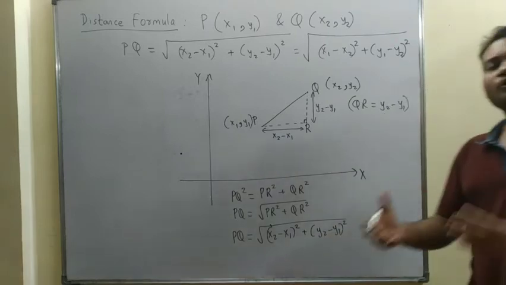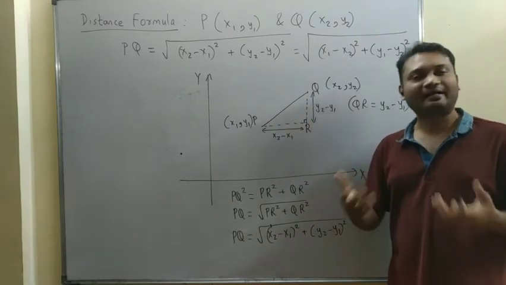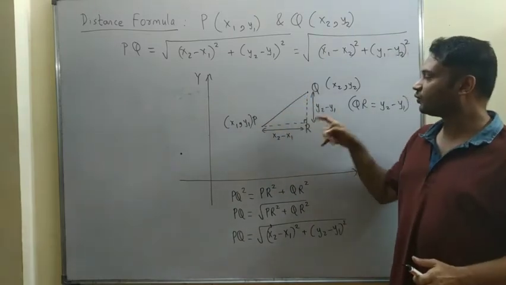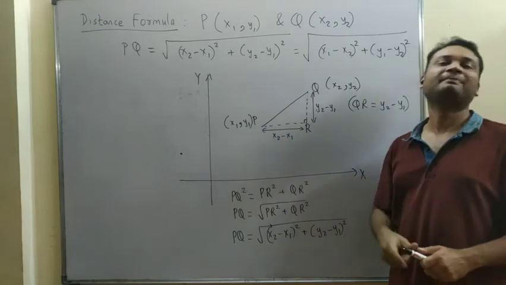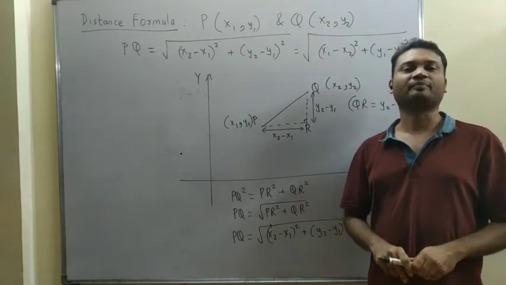So this is the proof of distance formula. Simple enough. We just use Pythagoras theorem, PQ square is QR square plus PR square. And that's it. We prove distance formula.